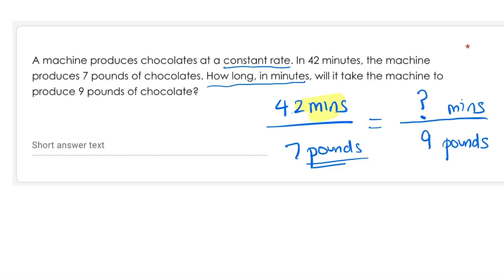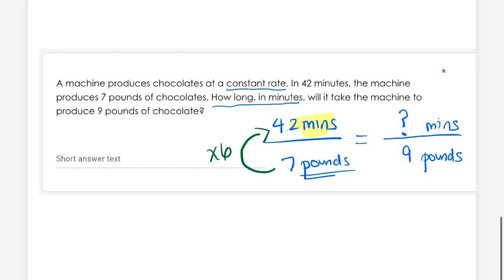So now when we're solving equivalent ratios, we're looking for a relationship between the numbers. So I could try to get from 7 to 9, but I'll have to multiply by a decimal. I don't want to do that. But I realized that to go from 7 to 42, I can do times 6. So now I just have to do the same thing on the other side. And so my arrow is going to go the same way, right? I'm starting at 9. I'm trying to get to the minutes.